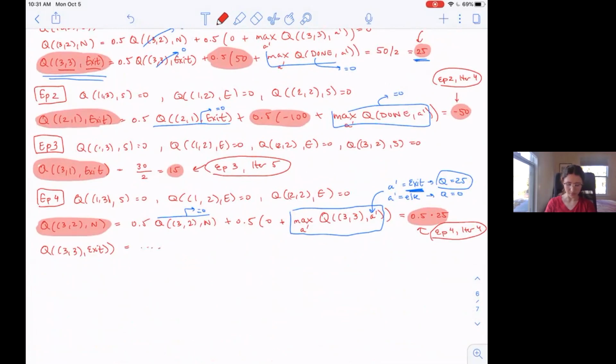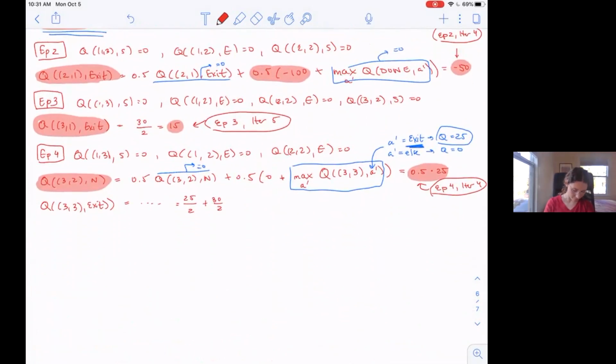So I'm just going to not write this out because we only care about seeing when these values actually become non-zero for this particular problem. But eventually you can get some non-zero number here, which I believe should be 25 over 2 plus 30 over 2.